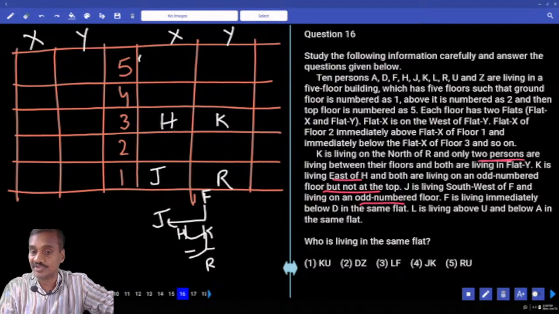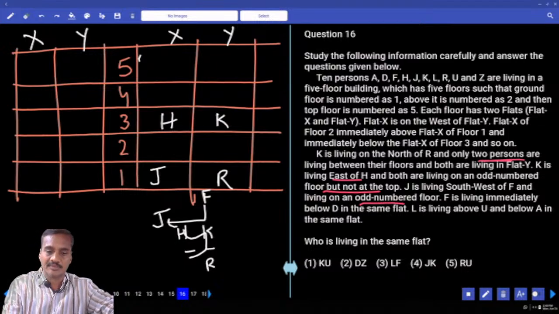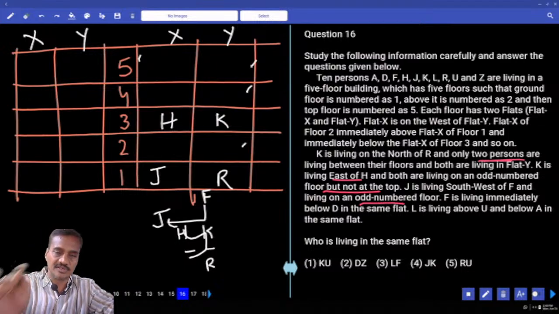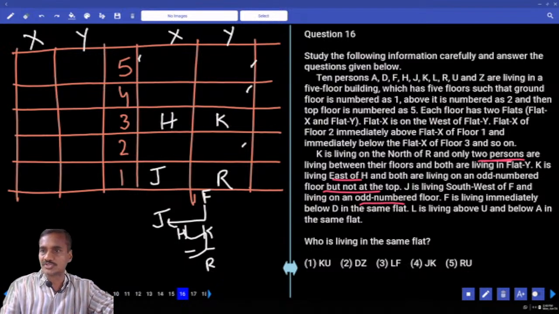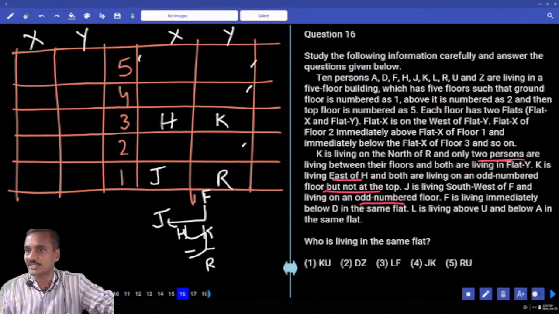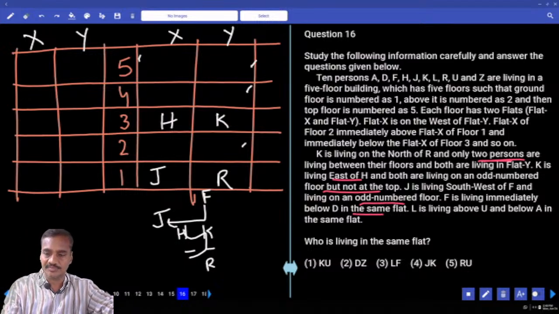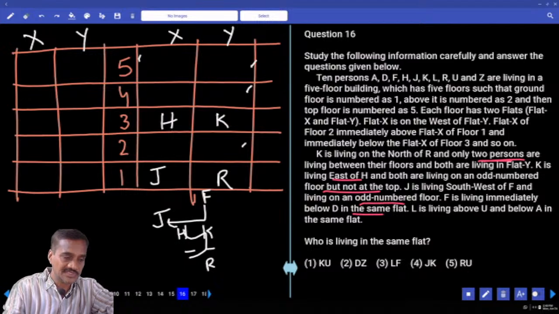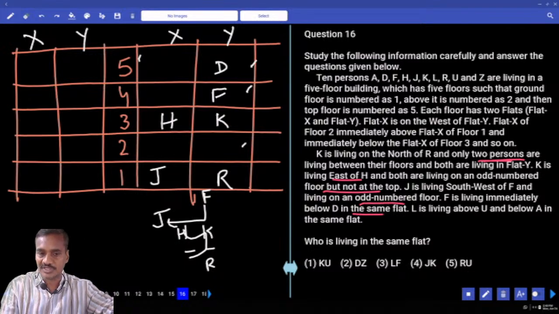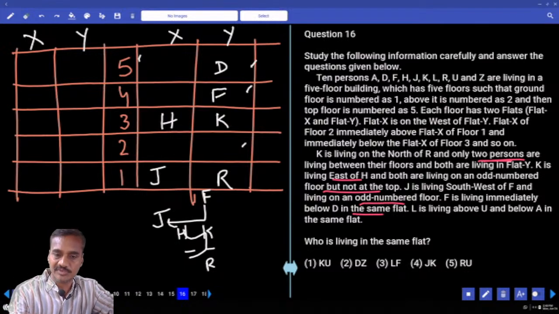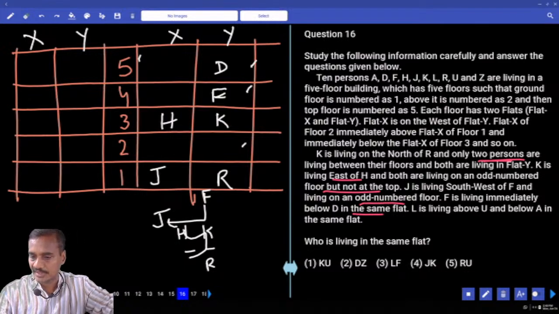Then where should this F be? Maybe on the second floor, here, here, or here. In all these three cases, J is to the southwest of F because the word immediate is not given. And F is living immediately below D in the same flat. F is here, D must be here, in the same flat, F and D.